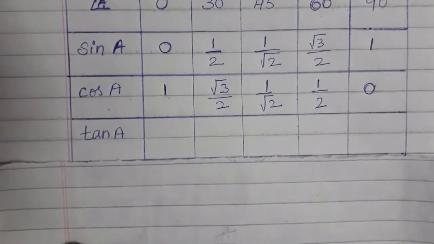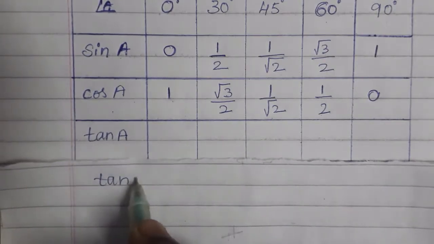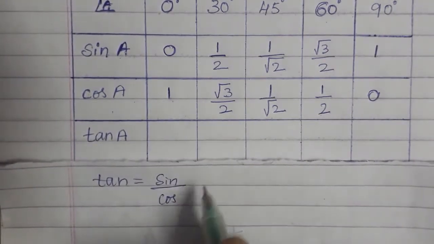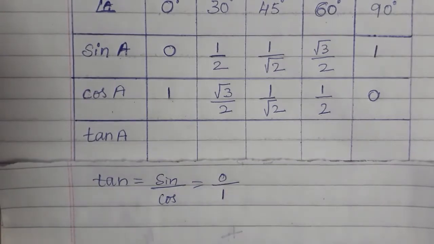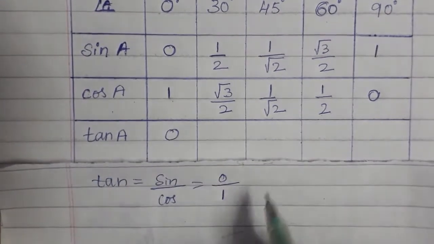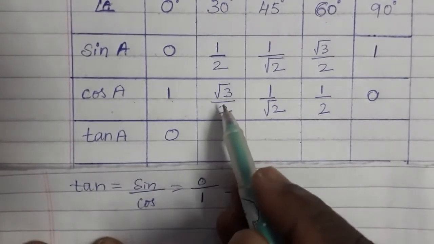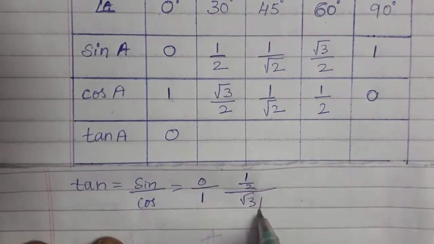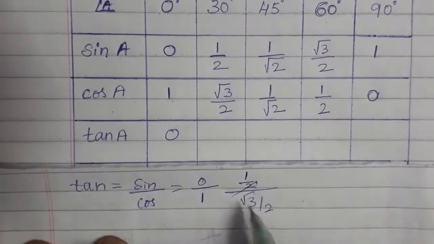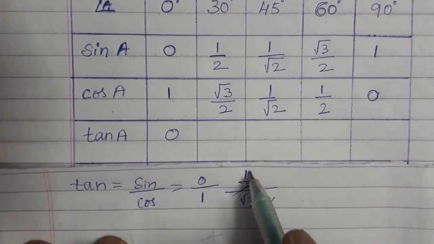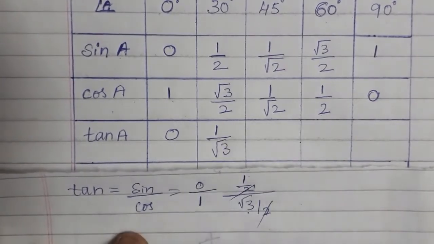To find tan, you must remember that tan is nothing but sin by cos. Now what is sin 0? 0. What is cos 0? 1. 0 by 1 is nothing but 0. For 30 degree, what is sin? 1 by 2. What is cos? Root 3 by 2. So the denominator 2 and 2 cancel, what is remaining? 1 by root 3. So the value of tan 30 is 1 by root 3.